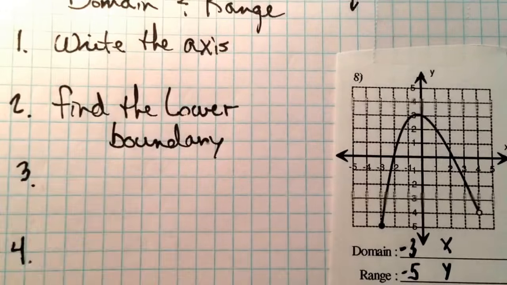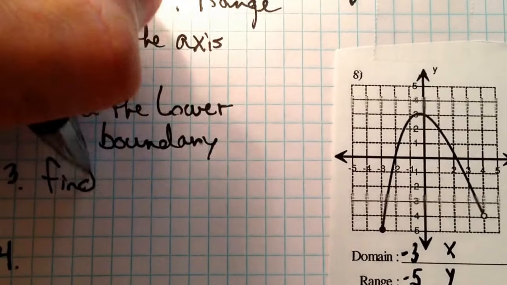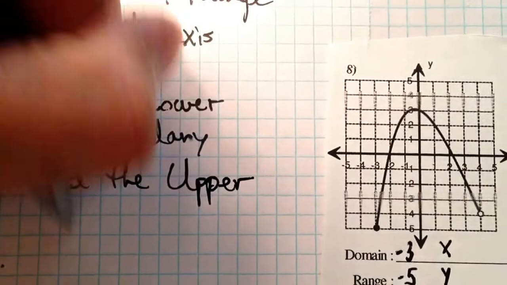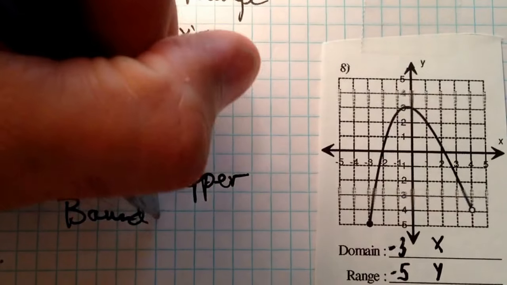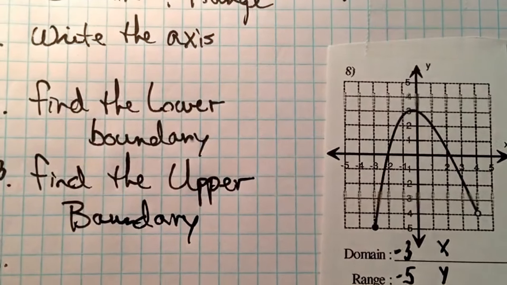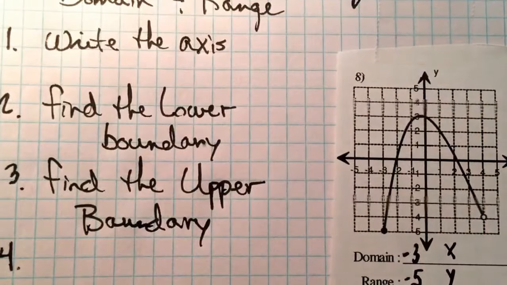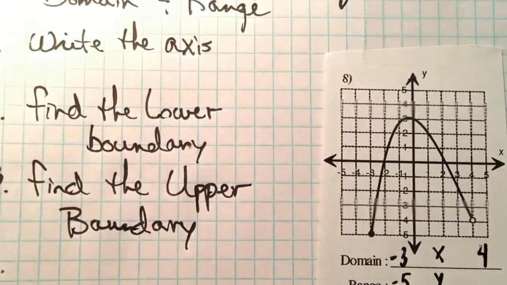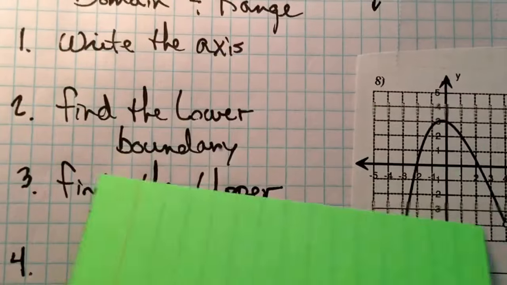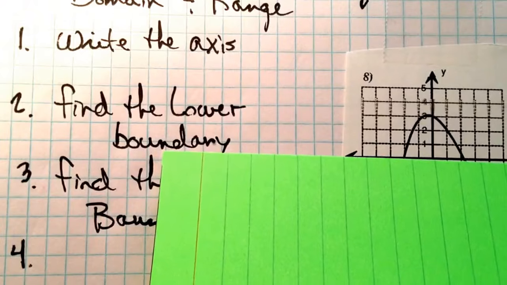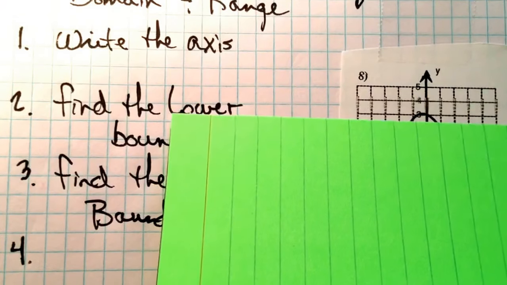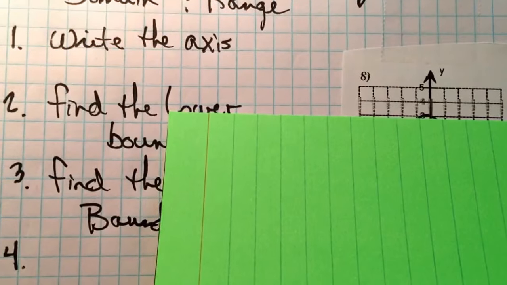Now, step number 3 is find the upper boundary. We're going to go back to the x-axis. We're going to go to the right, positive, until the graph stops, which is right there, which is at 4. Value of 4. We're going to switch axes to the y-axis. We're going to find our greatest value, which is right there. Graph stops at 3.